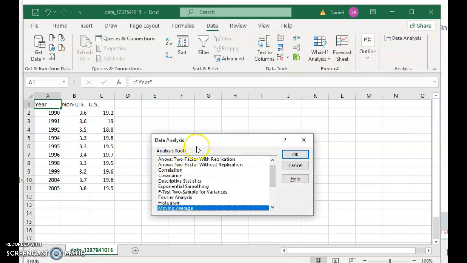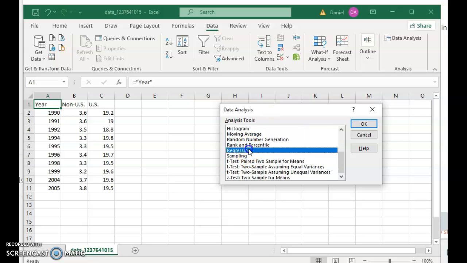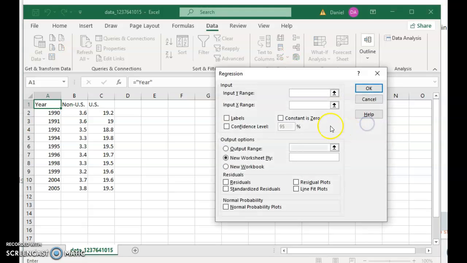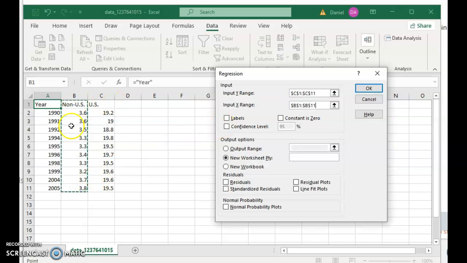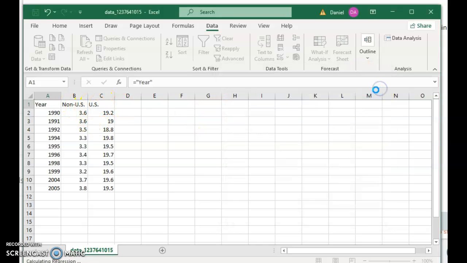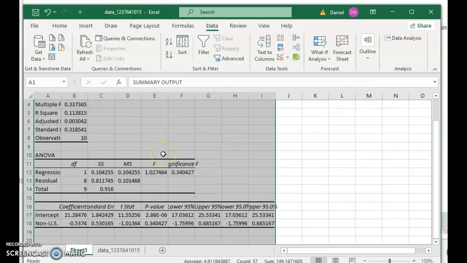Once it shows up, it's going to give you this pop-up. You're going to go to Regression, and your Y range, we're going to include the label here, and then our X range, we're also going to include the label. The year is not one of our variables that they're asking about, if you read the problem. Because we did include that top row, we're going to check Labels and click OK. So this is how you run the regression.